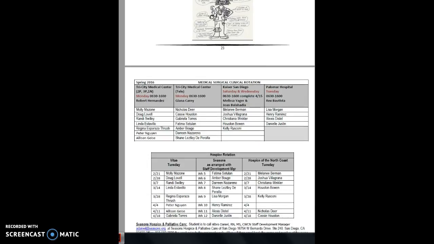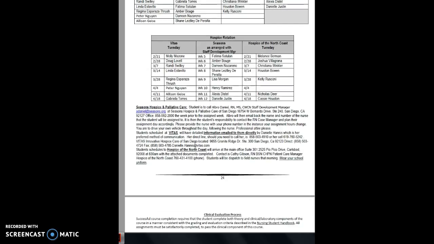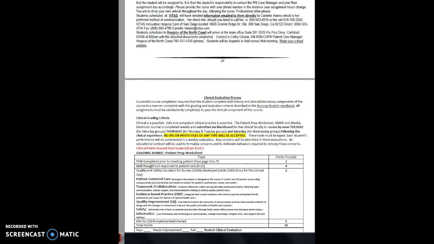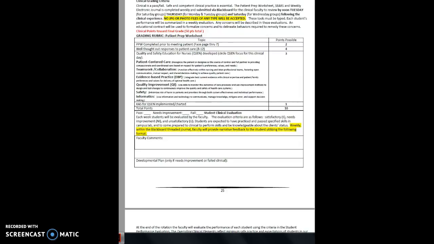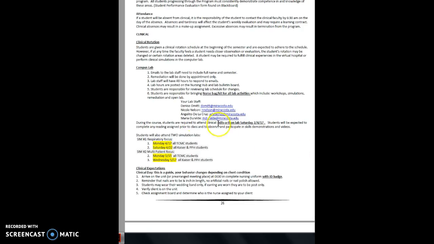So your rotations are here, as well as the hospice rotation. You can take a look at that and look very carefully. Those of you who are going to seasons, you need to make arrangements for the date directly with Elbro Daniel, the staff development manager, and he will set up a date that will work with you during that particular week that you're assigned. The clinical evaluation process is here, and each clinical group will go over that with you. Your clinical rotation. I do want to point out to you that we have 2 simulations that are coming up. Make sure you're available on these dates.